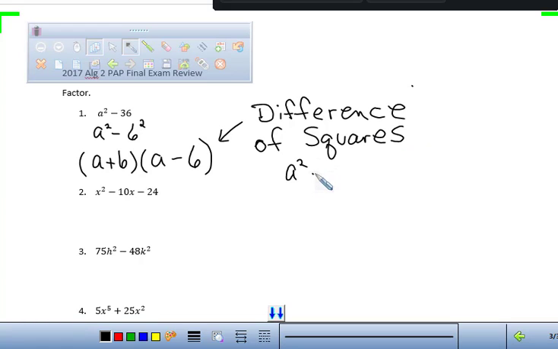A squared minus b squared is equal to a plus b, a minus b.